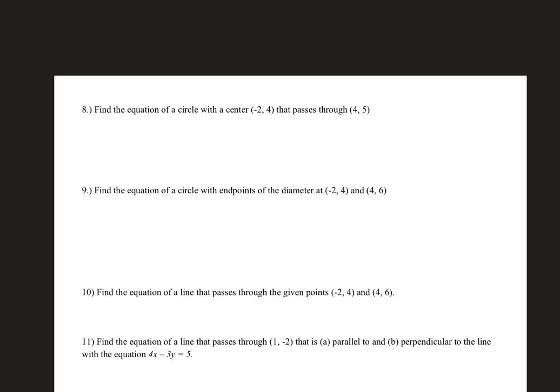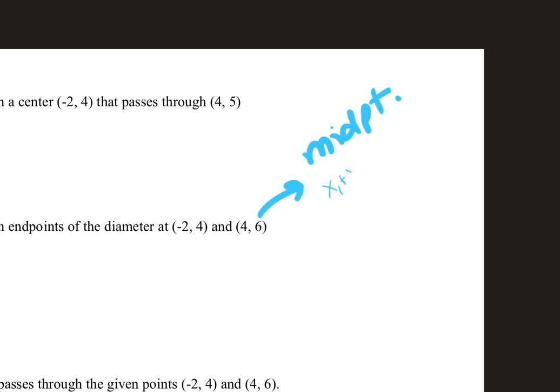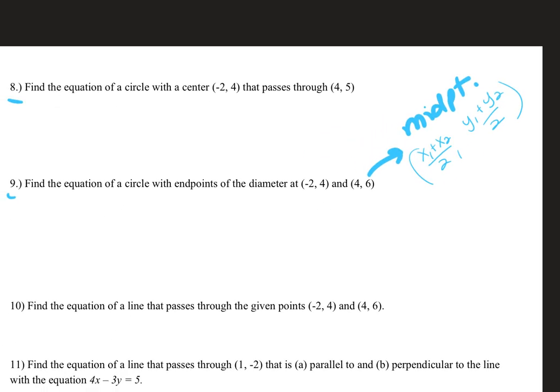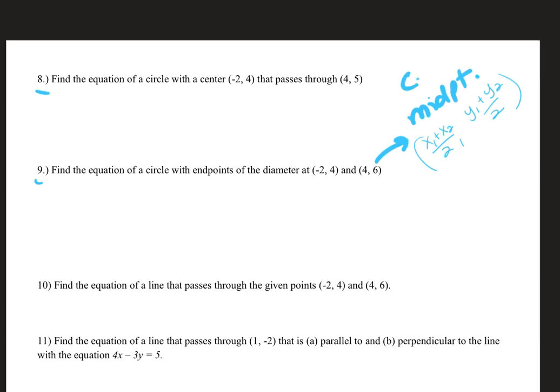All right, then came 8 and 9, both still involving circles. 8 gives you the center and the point, so that's my h, k and that's my x, y. Plug it in, find your r squared. 9 gives you the endpoints. How do I find the center if I have the endpoints of the diameter? Midpoint, good. The midpoint of the diameter is your center: (x1 plus x2) over 2, (y1 plus y2) over 2. And then I would use that with one of the points to find the equation. That's still in 1.1.